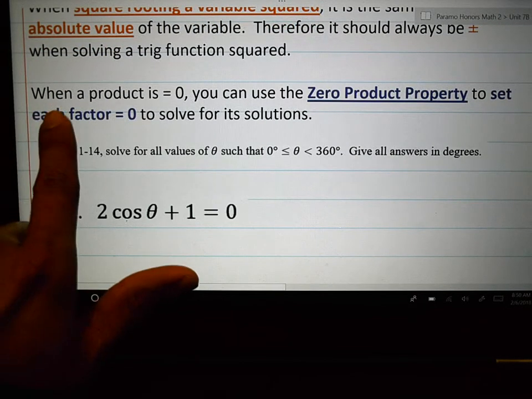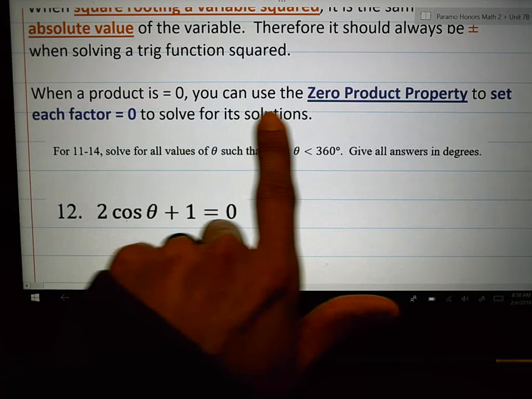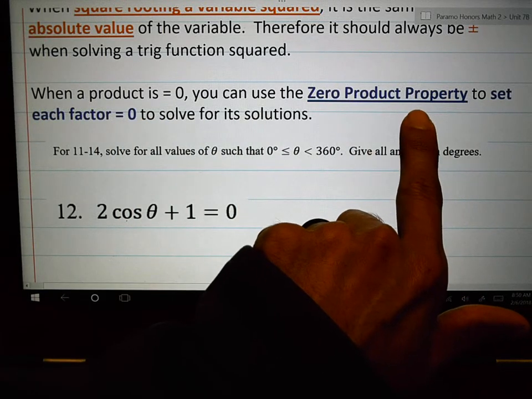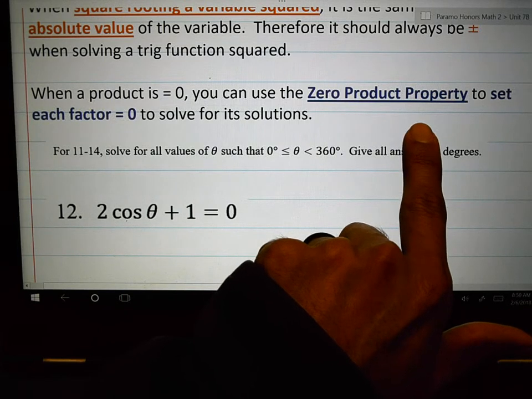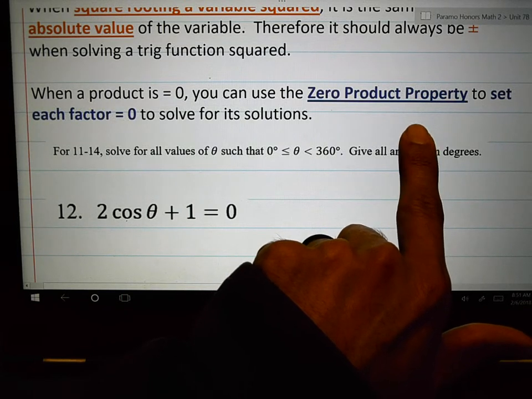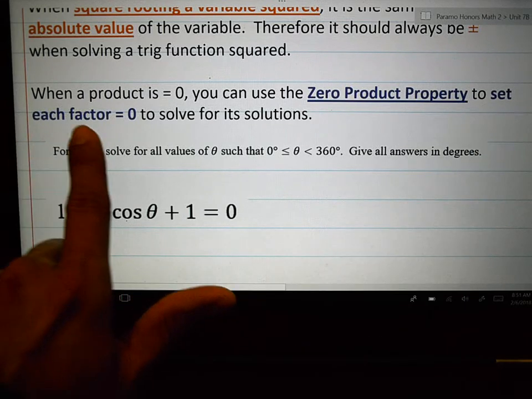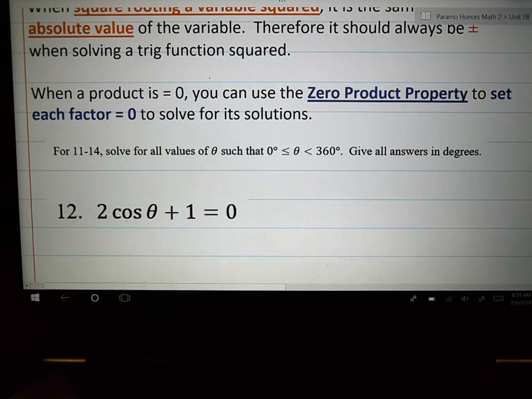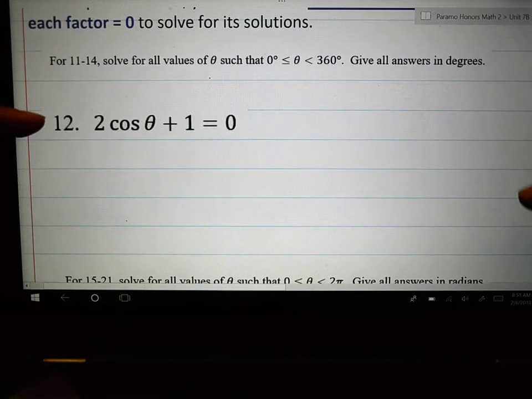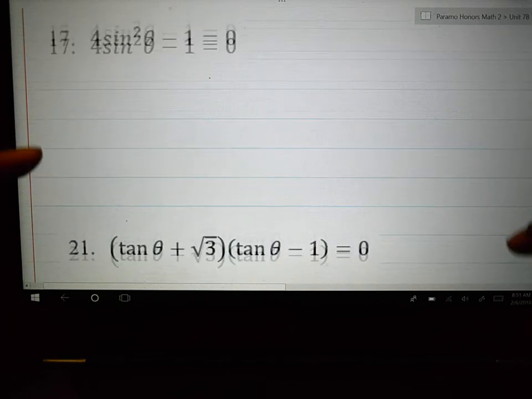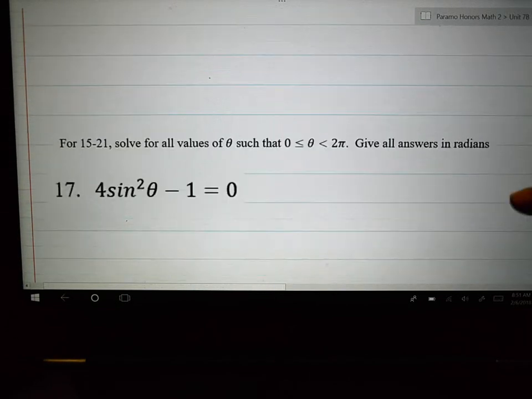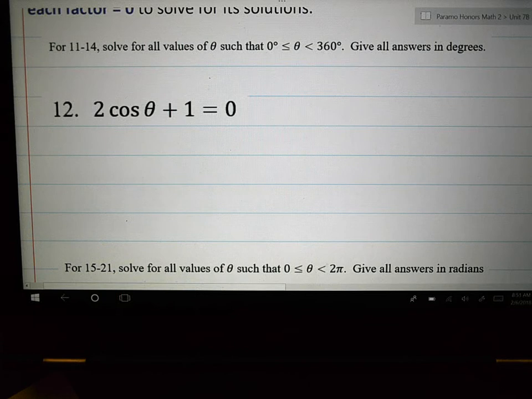The last thing: when a product is equal to 0, you can use the zero product property. We covered this in unit 1 in the first semester. It's where you set the factors equal to 0 to solve for solutions, which is something we're going to use in the problems below. So I have one example from problems 11 through 14, and I have 2 examples for problems 15 through 21. If you want to do these on your worksheet, you're welcome to do so.